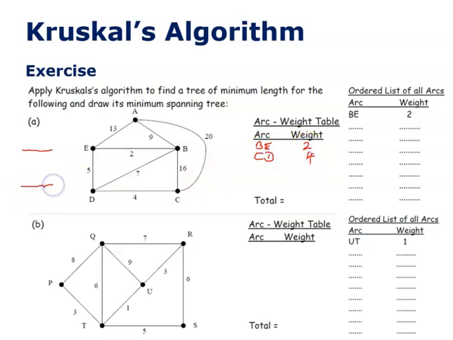That's at the bottom. Next one looks to me as if it's that one there, ED. ED is 5. How many arcs have I got? I've got A, B, C, D, E again. So I've got 5. I'll need 4 arcs. I need one more. So my next lowest one, I've done 5.